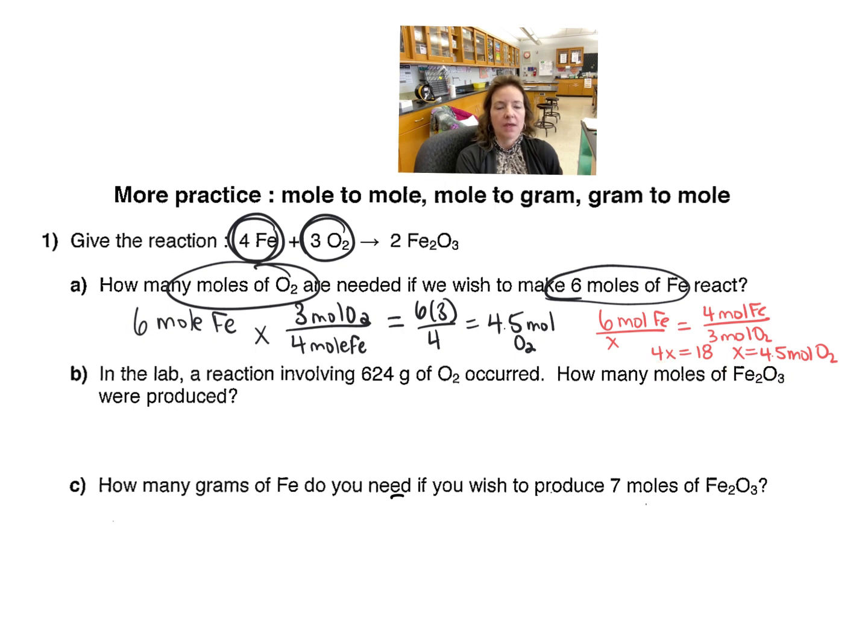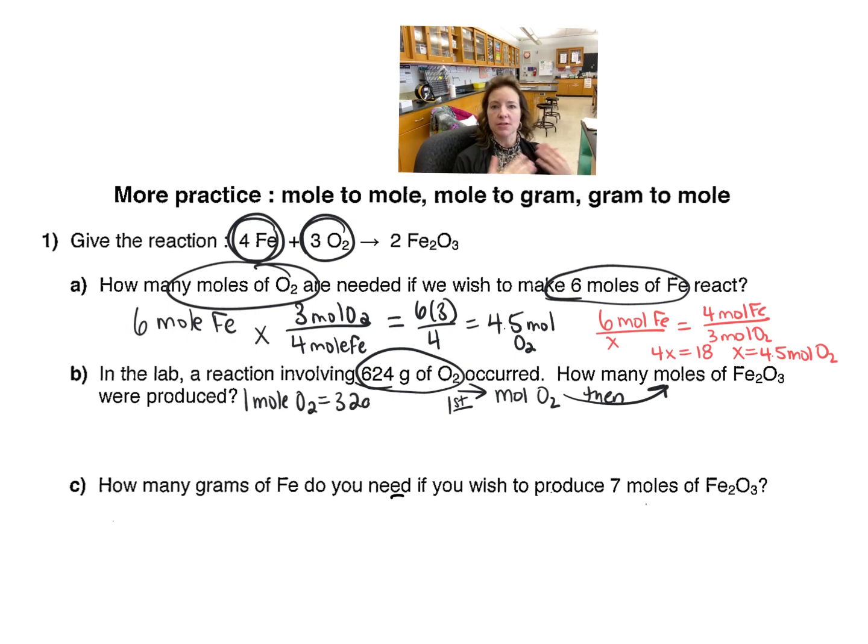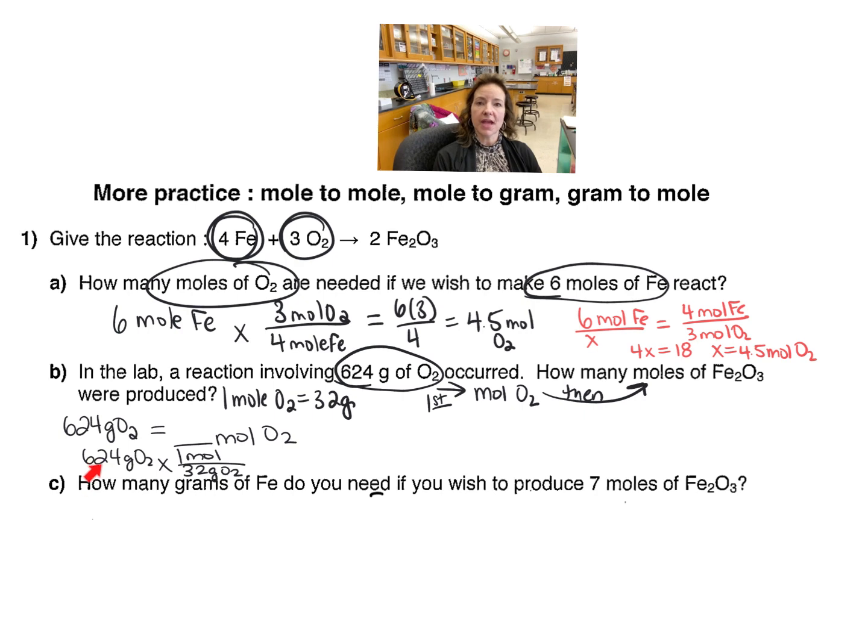In number 1B, we're given 624 grams of oxygen. Now, we need to find moles of a different material. If we want to find moles of a different material, we have to be in moles of the material we start with. So that means my first step is going to be to take grams of oxygen and convert that to moles of oxygen. We know from last unit that 1 mole of oxygen is equal to the molar mass. And so we can convert from grams of oxygen to moles of oxygen using the molar mass.